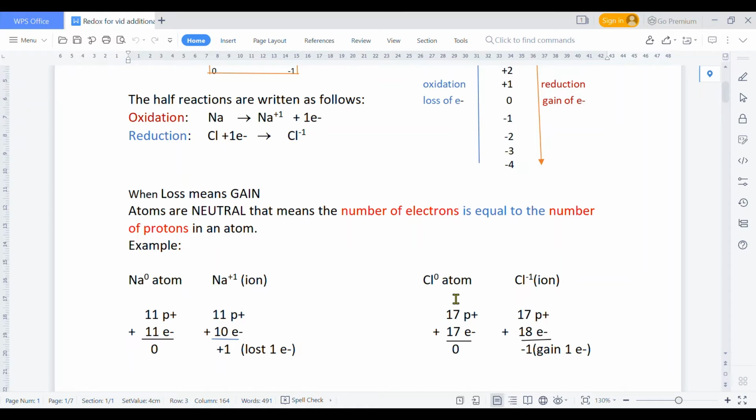When chlorine atom becomes chlorine ion, it gains 1 electron. So the protons are still the same, but the electrons now are plus 1, making 18. So if we add this up, positive 17 and negative 18, the answer is minus 1. That means there is an extra electron. That is why chloride ion has a charge of negative 1.